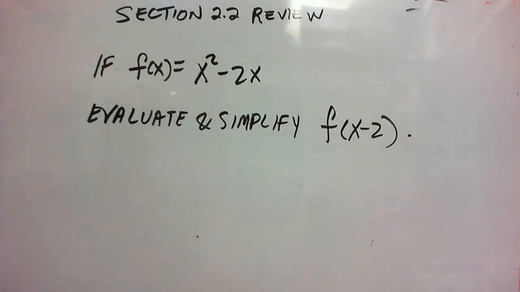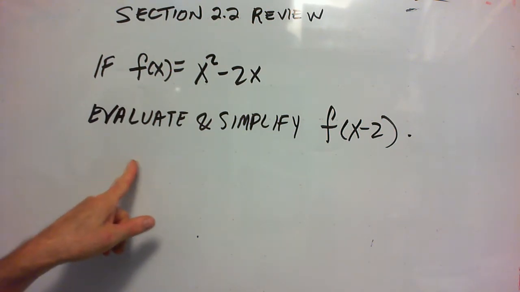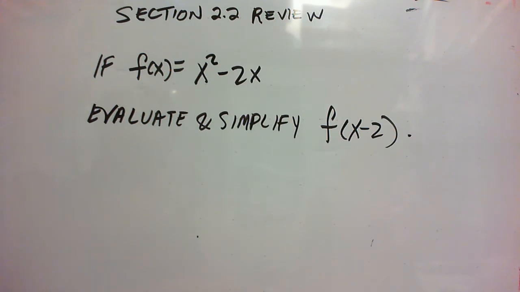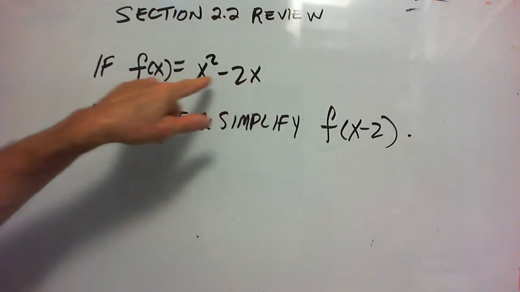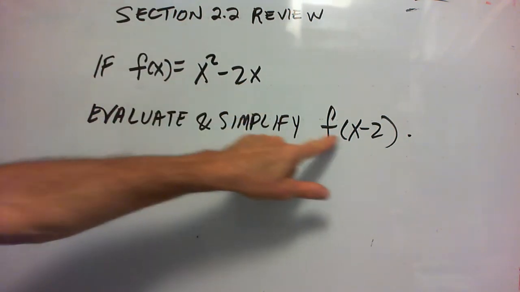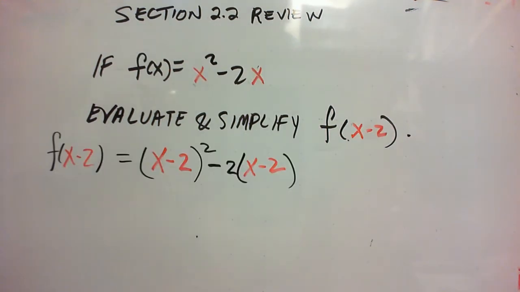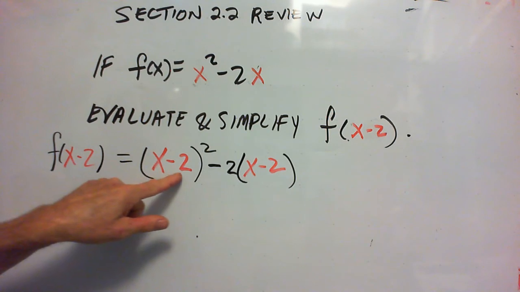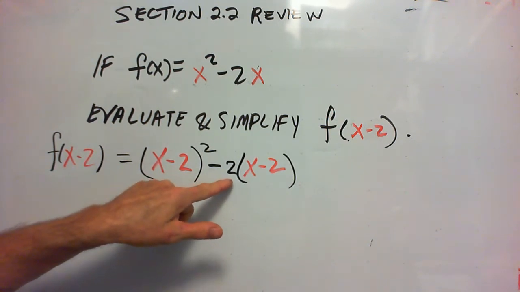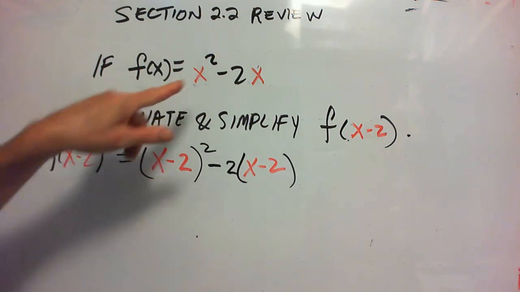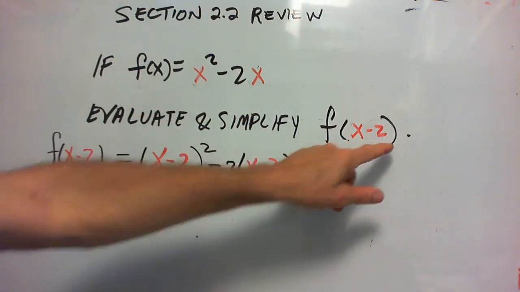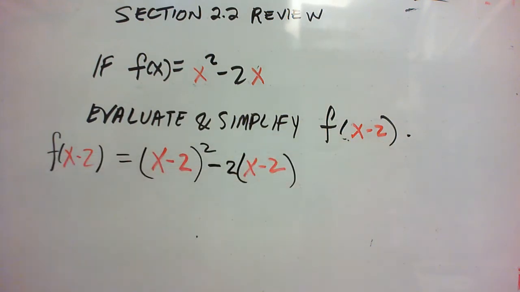In our next problem, we're given f of x is x squared minus 2x, and we want to evaluate and simplify f of x minus 2. So here we replace each x, and there's two places where x occurs in that function, with the quantity x minus 2. And then we just simplify the result. So when we do that, we get x minus 2 quantity squared minus 2 times the quantity x minus 2. Because the function is to square whatever's in those parentheses and subtract 2 times whatever's in those parentheses.